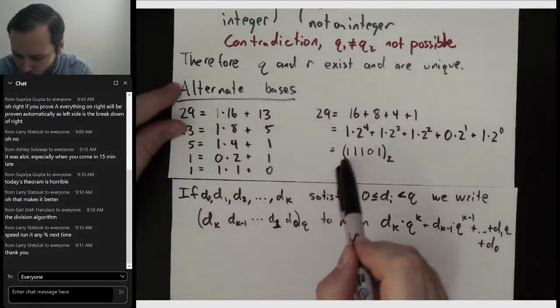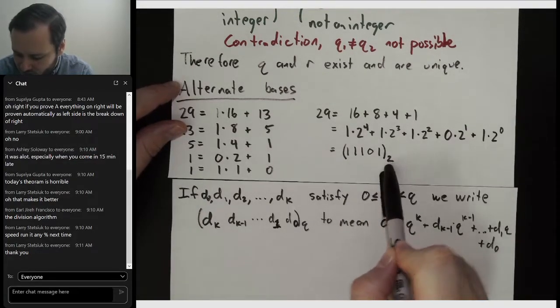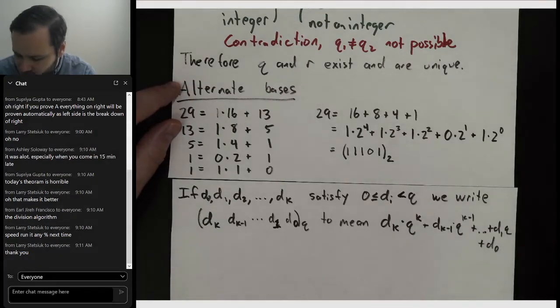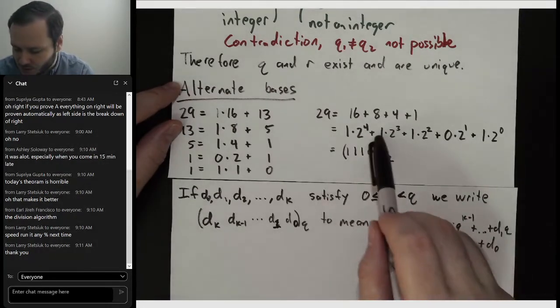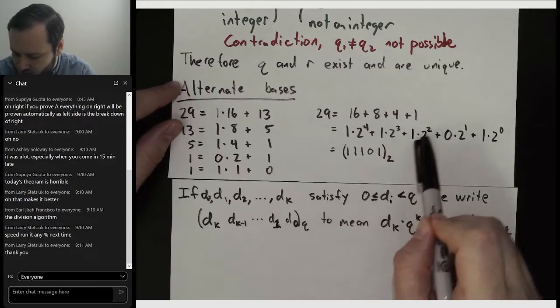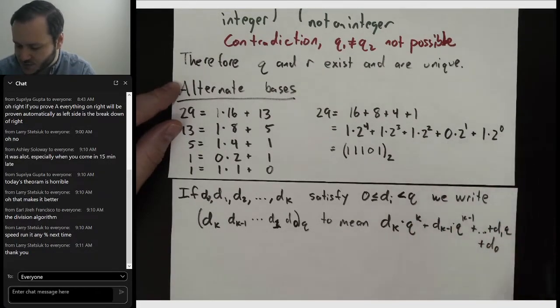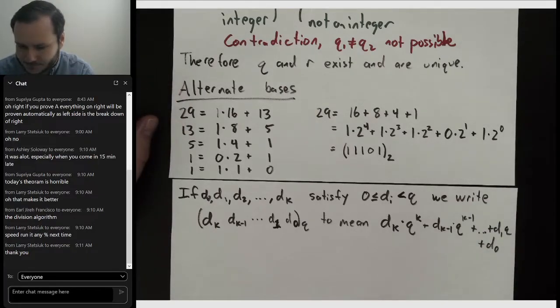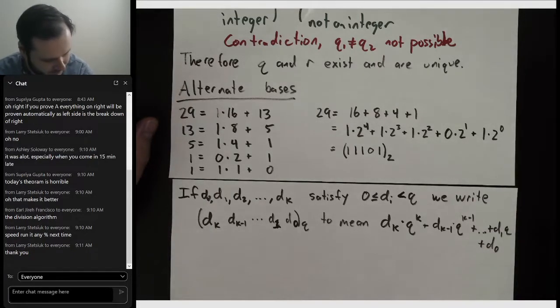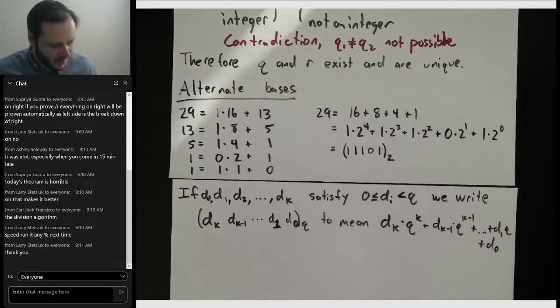So the number 11101 base 2 means 1 times 2 to the 4 plus 1 times 2 cubed plus 1 times 2 squared plus 0 times 2 plus 1 times 2 to the 0. Let me do some more examples quickly.